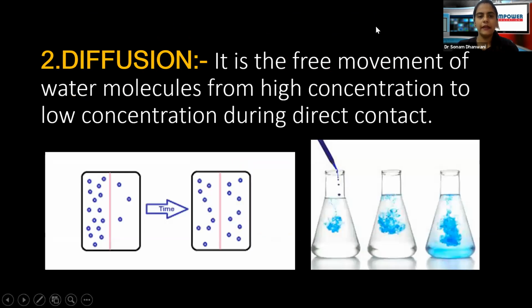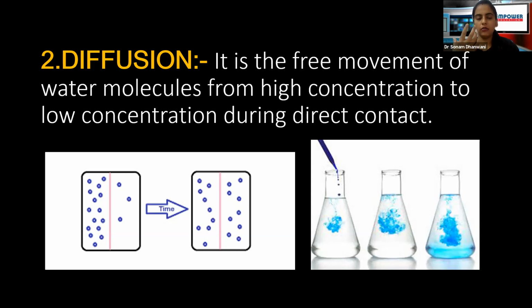Okay. Now going ahead, what is diffusion? Diffusion is the free movement of water molecules from high concentration to low concentration during direct contact. Okay, now see, here also there are water molecules, here also there are water molecules. So their movement takes place from where they are present more, to where they are present less. Okay? In short, remember it like this. Now I'll give you an example.